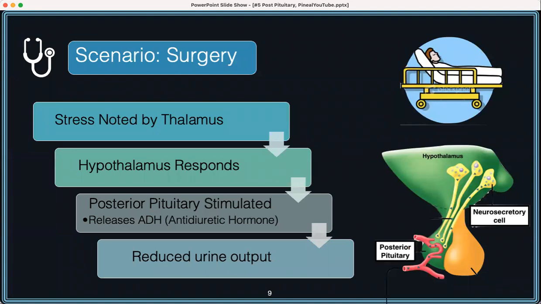So this is the scenario. The surgery patient is under stress, and this stress is noted by the thalamus. The hypothalamus responds by stimulating the posterior pituitary gland to release anti-diuretic hormone. And the result is reduced urine output.